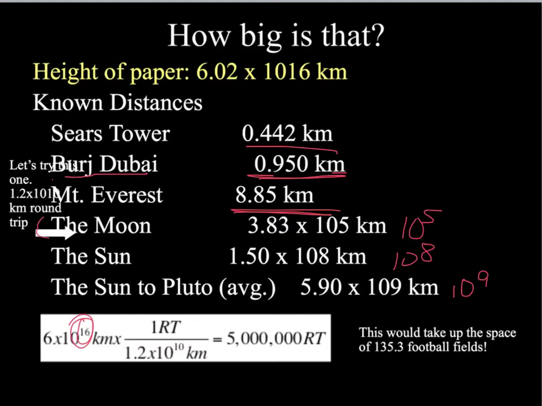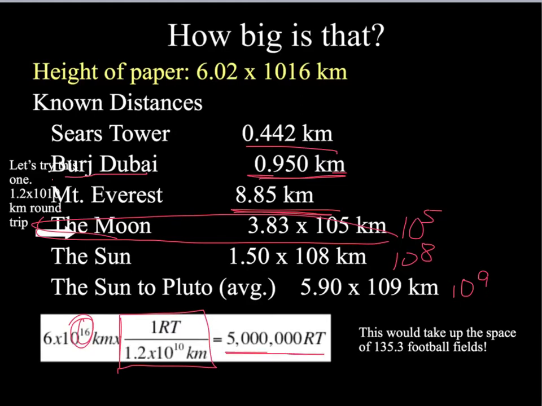But let's look at it in terms of the moon. In terms of the moon, our round trip would be 1.2 times 10 to the 10th. So if we do this math, we would take 5 million round trips, going from the Earth up to the moon and back 5 million times.